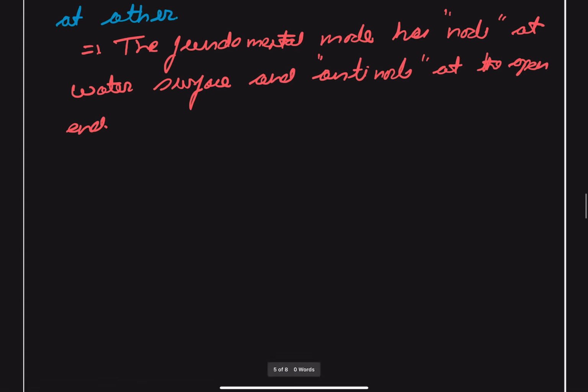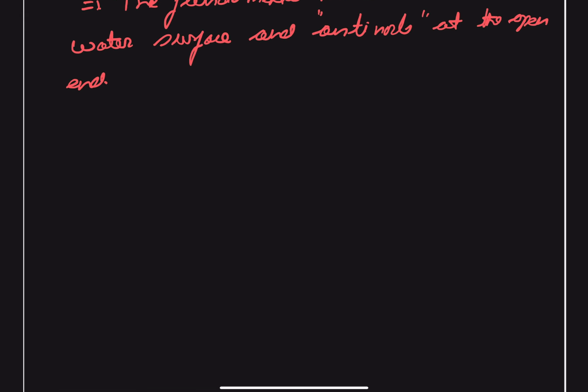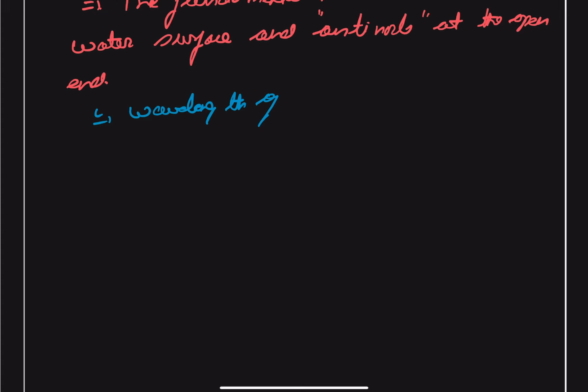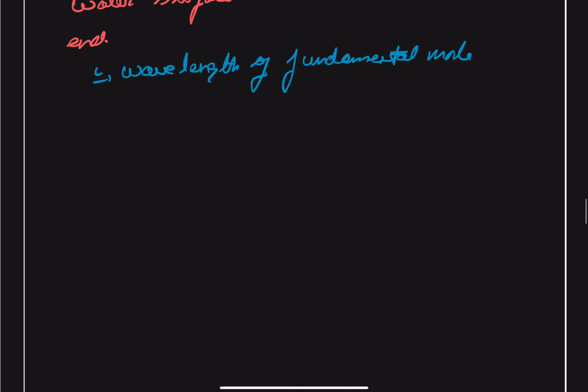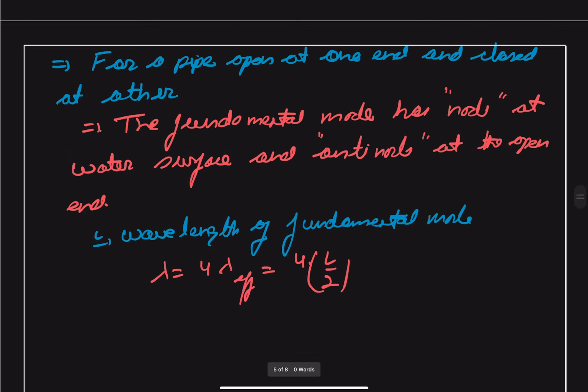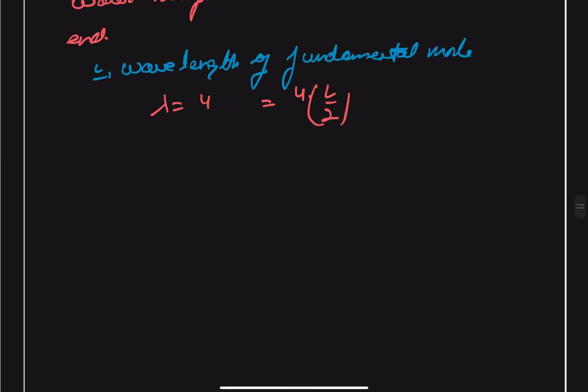So we can write the formula that the wavelength of the fundamental mode, that is our lambda, will be 4 times our L effective, which is 4 times L by 2, and this comes equal to 2L.